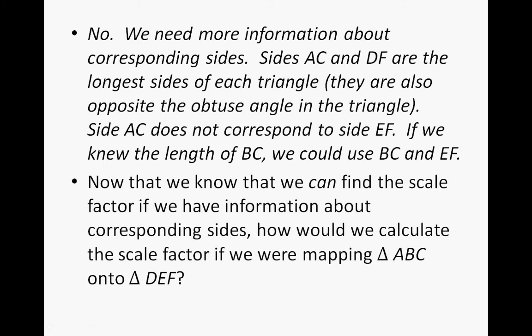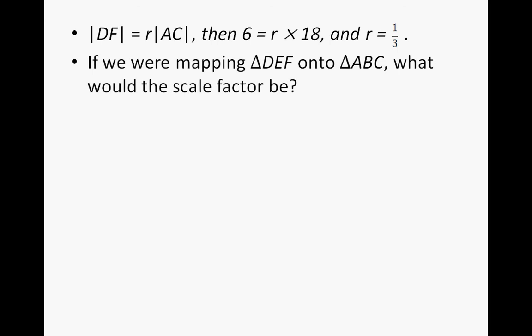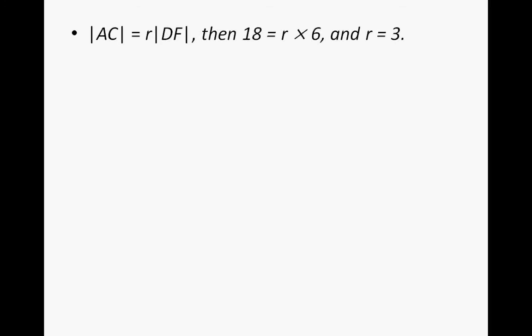So now that we know that we can find the scale factor if we have information about corresponding sides, how can we calculate the scale factor if we are mapping triangle ABC onto triangle DEF? Well, line length DF is equal to a scale factor times AC, which means 6 is equal to R times 18, and therefore R is 1/3. So our scale factor is 1/3. If we are mapping DEF onto ABC, what would the scale factor be then? That means it would be 3.